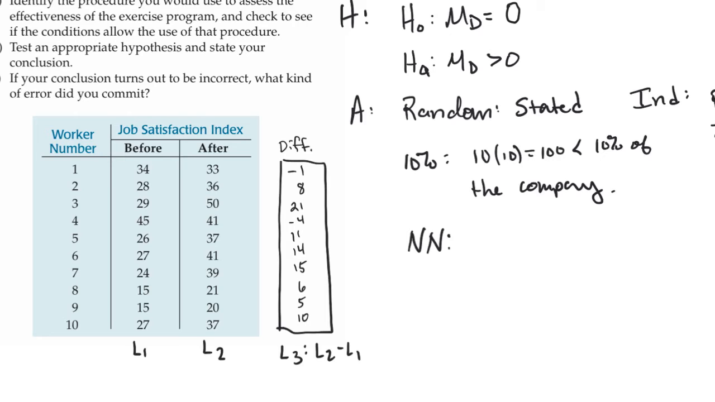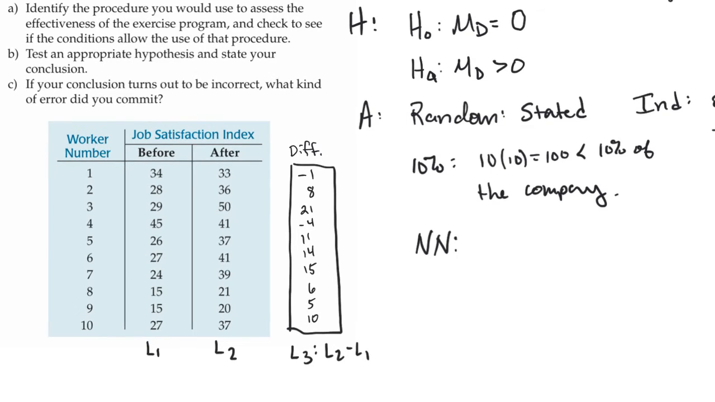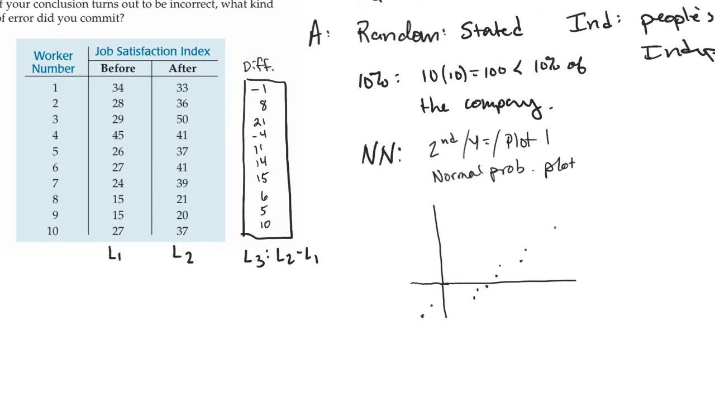Now let's look at the graph, and to set that up, I'm in second y equals, and then we're using plot 1. We're using the 6th icon, which is the normal probability plot. So I'm going to sketch that real quick. And here's my graph, and I try to draw it as accurately as possible without getting too detailed with it.